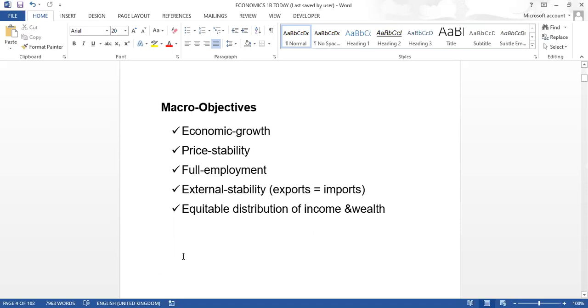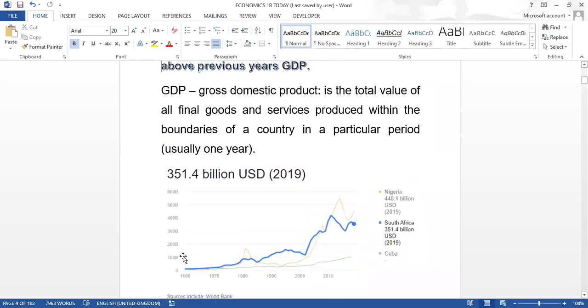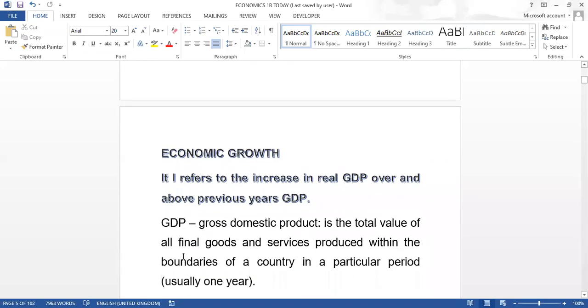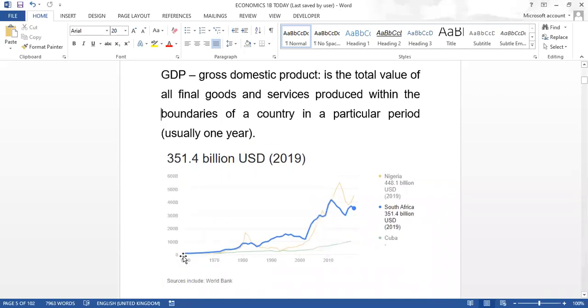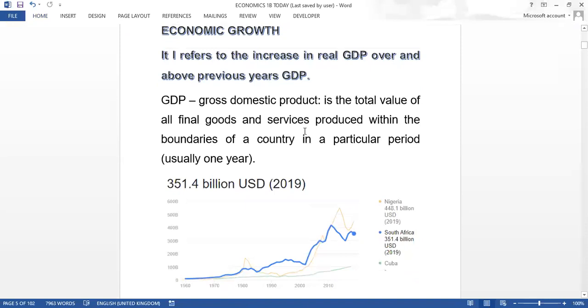Right, so from there, I just want to focus a little bit on the aspect of economic growth, and explain a few things there before we look at some of the exam type questions that you're likely going to meet in relation to that particular topic. Right, so in relation to economic growth, economic growth is defined as the increase in real GDP over and above the previous year's GDP. So that is the definition that you can give to economic growth.